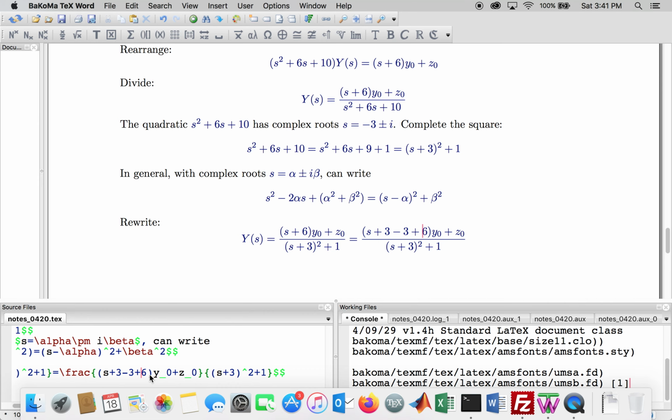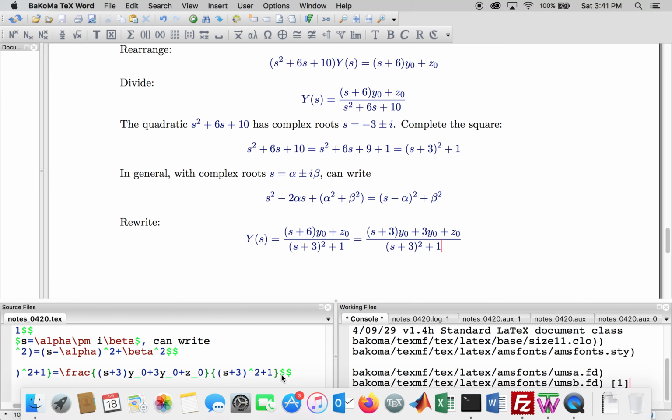So then I can break it up like that. So s plus 3 goes here, minus 3 plus 6 goes here. And then minus 3 plus 6, that becomes a plus 3. Another way of looking at it is, I could just take this 6 and break it up into 3 plus 3. So I have s plus 3 y naught, and then the rest of it is 3 y naught. That goes over here.